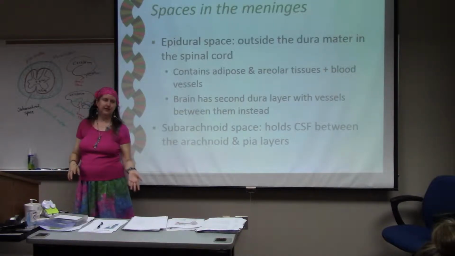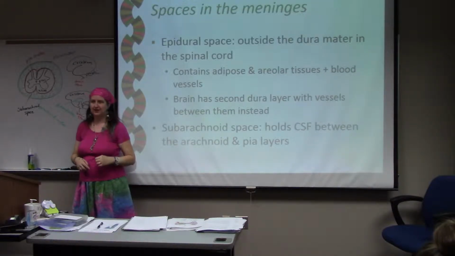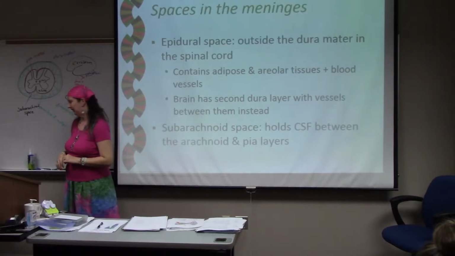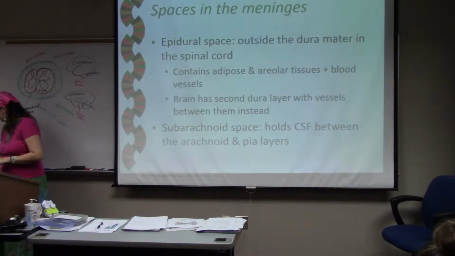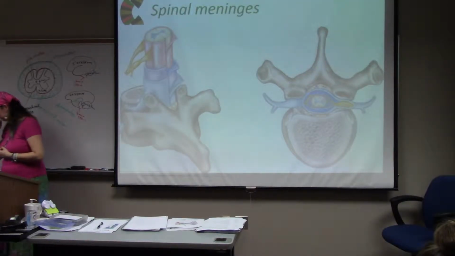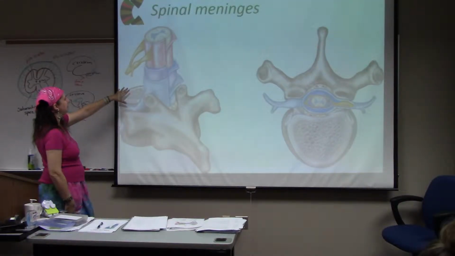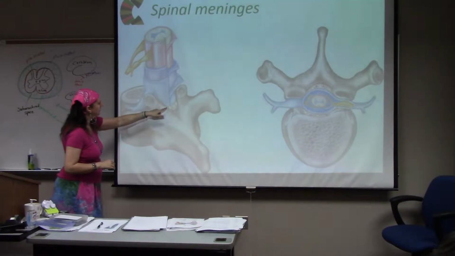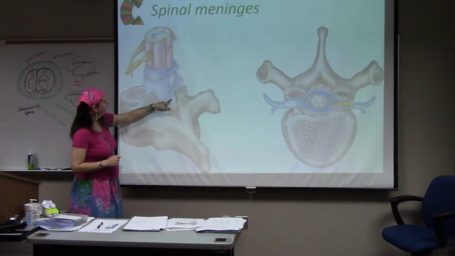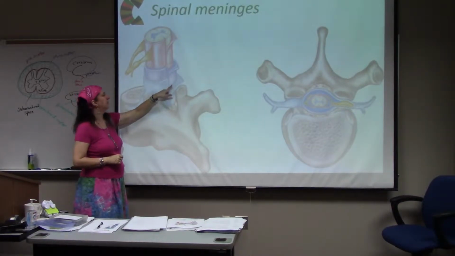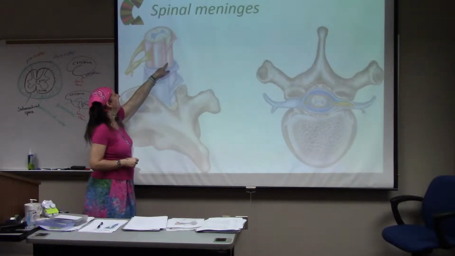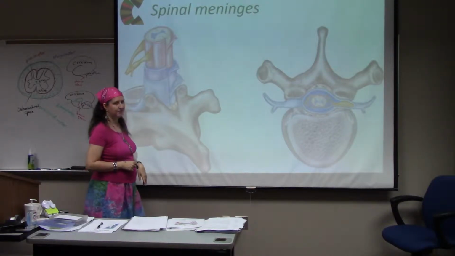And that's filled with cerebrospinal fluid that we have in both the brain and spinal cord. So here's a view of the meninges in the spinal column. You can see epidural fat here. Gray is the dura mater. Purple is arachnoid with a little blue for the fluid. And then pink is pia.